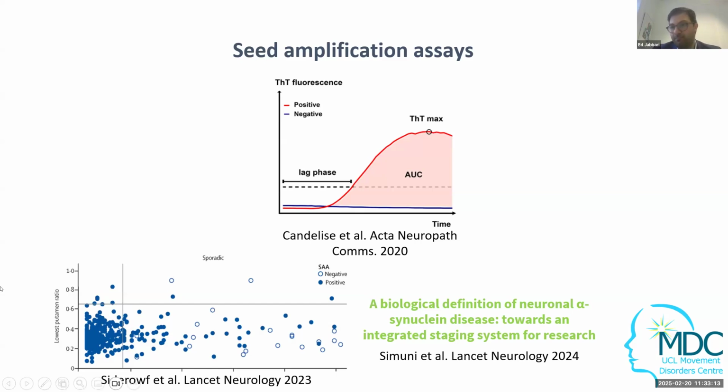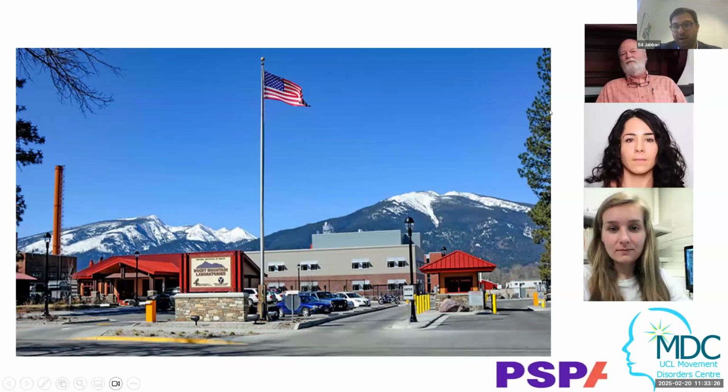So of course, we had a great deal of interest in developing an equivalent assay for the 4-repeat tau disorders, PSP and CBD. So thanks to a grant that I obtained from the PSP Association, almost exactly a year ago, I was able to travel here to Montana in the US. And this is the Rocky Mountain Laboratory, NIH Rocky Mountain Laboratories.